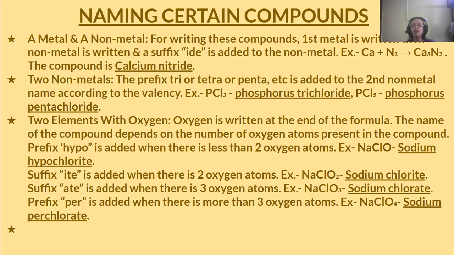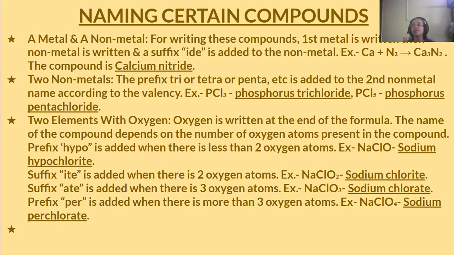Then a suffix ite is added when there are 2 oxygen atoms. When the compound has 3 oxygen atoms, then a suffix of ate is added. When the compound has more than 3 oxygen atoms, then the prefix per, P-E-R, is added. For example, I'm telling you the examples.